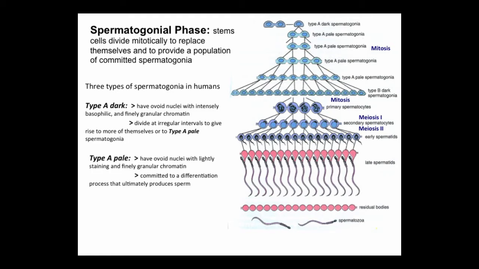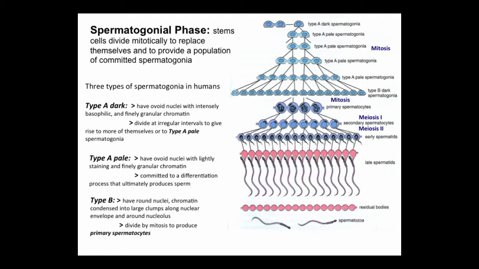Type A pale spermatogonia have ovoid nuclei with lightly stained and finely granular chromatin. These are the cells that are committed to a differentiation process that will ultimately produce a sperm. Type B spermatogonial cells have rounded nuclei. Chromatin is condensed into large clumps along the nuclear envelope and around the nucleolus. These cells divide by mitosis to produce primary spermatocytes. Note that type A pale spermatogonia remain attached to each other via cytoplasmic bridges. These cytoplasmic bridges remain intact throughout spermatogenesis and throughout spermiogenesis.